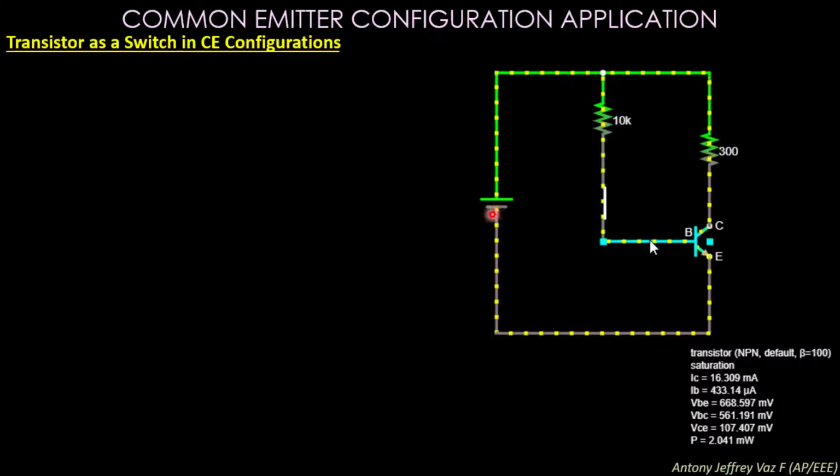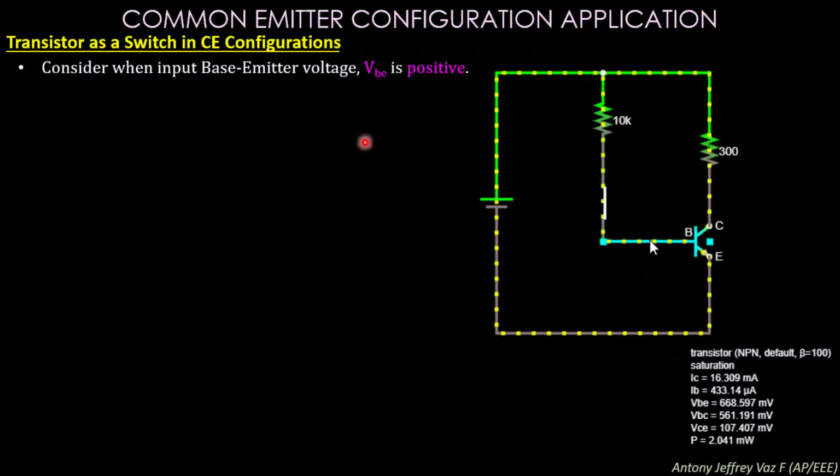In the next state, the transistor is going to be turned on. So what is happening? You are supplying a base current and a voltage by turning on this switch. Consider when the input base emitter voltage VBE is positive. So in this case, you may see the base emitter voltage increases to a value of 658.597 millivolt, which is about 0.6 volt. So I am applying a voltage of 0.6 volt across the base emitter junction.